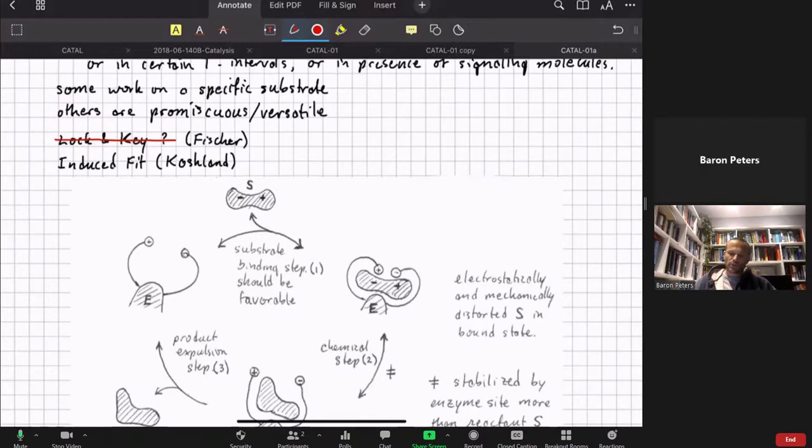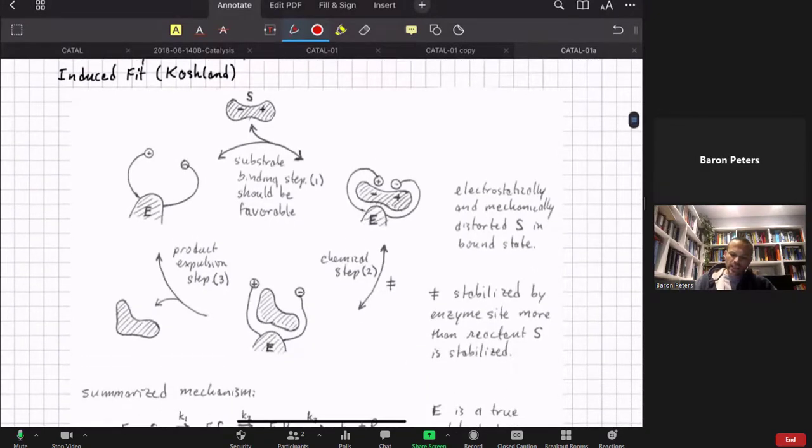There's an update to this picture of the lock and key called the induced fit mechanism, and this was proposed by Koshland. The idea is that you have an enzyme that starts out in this state. There's no substrate bound. The substrate comes in, and when it binds, the enzyme gets distorted. Certain features, these little anchors here around the substrate, have bent, and also the substrate, you can see, is sort of distorted. It's no longer this perfect little peanut shape. Now it has also been polarized and distorted.